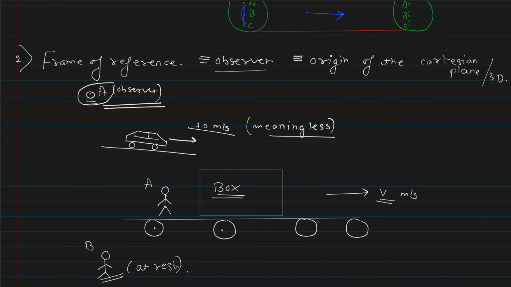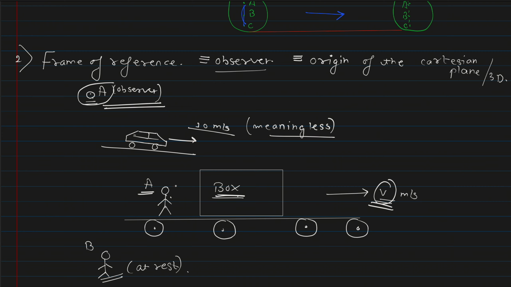Now, we observe that the man at point B, who is at rest, would observe the train going at a speed of v meters per second. A along with the train is going at v meters per second, as well as the box along with the train, right? So for this man, A and the box and the train are going with the speed of v meters per second.